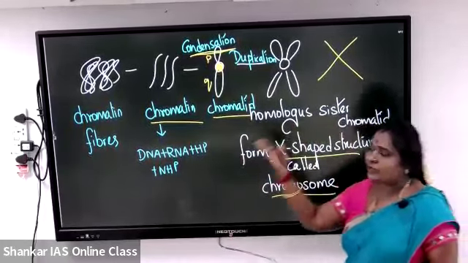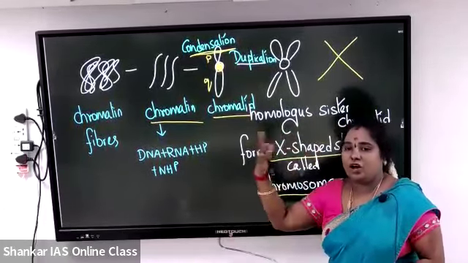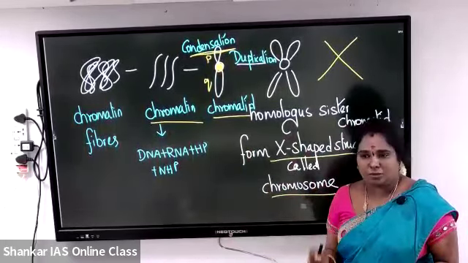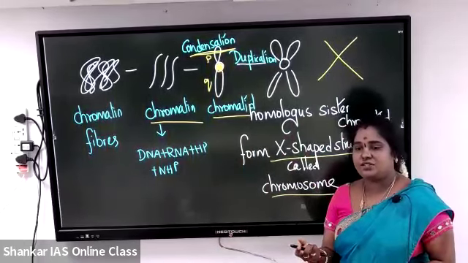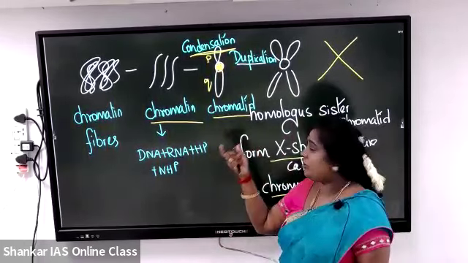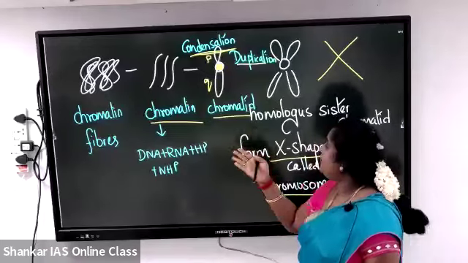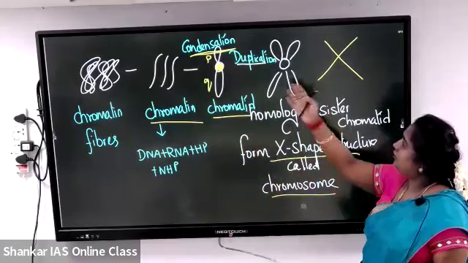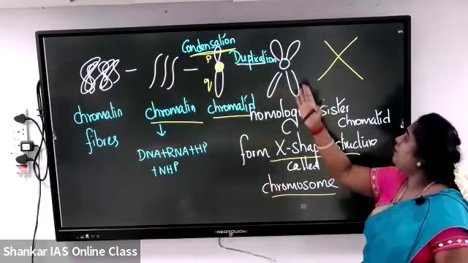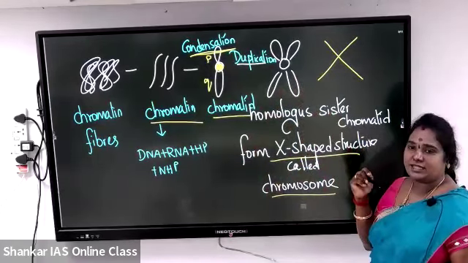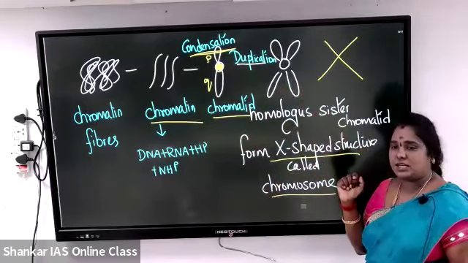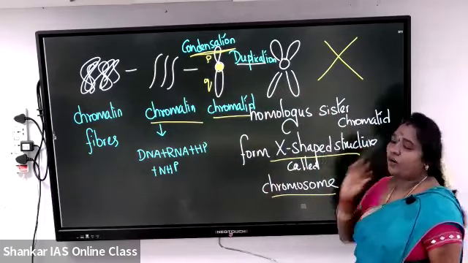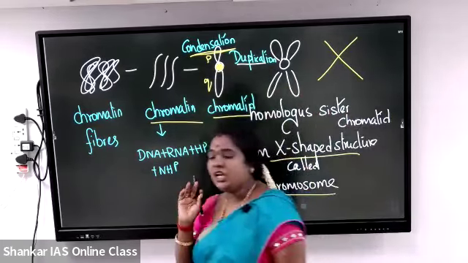So first what you see was a bundle of wool that we call chromatin fiber. Each chromatin fiber unit we call a chromatin. During the process of cell division, they undergo condensation to form a structure called a chromatid, and they undergo duplication. After the process of duplication, they become homologous sister chromatids. These homologous sister chromatids are nothing but an X-shaped structure called a chromosome. Now we got a visible structure of the chromosome.